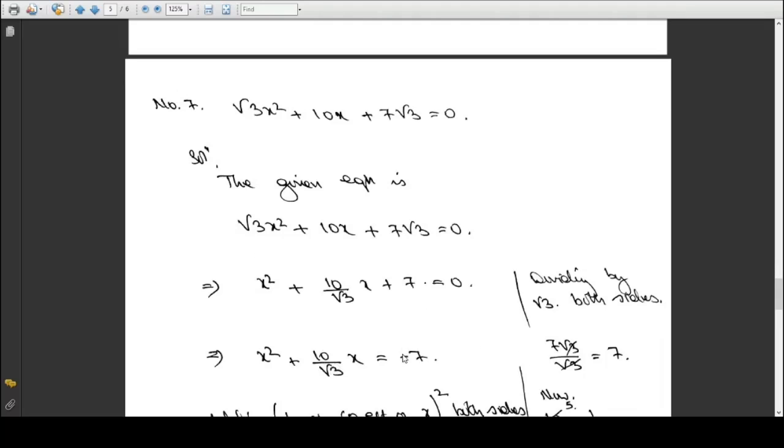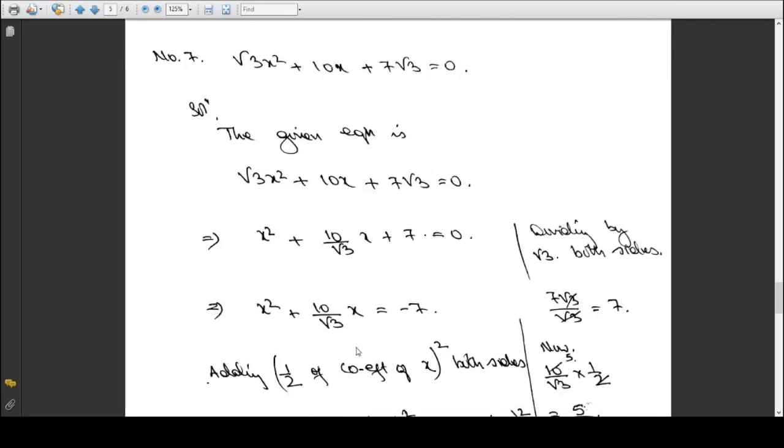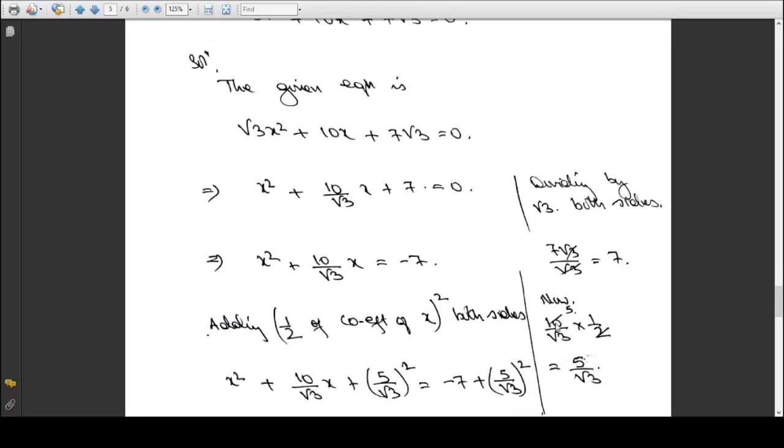The next step, taking the right side, would give us this equation, and then the next step, you look for the coefficient of x. What is the coefficient of x? 10 by root 3. Add half the coefficient of x, and then square it, to both sides. Now what is the coefficient of x here? 10 by root 3.